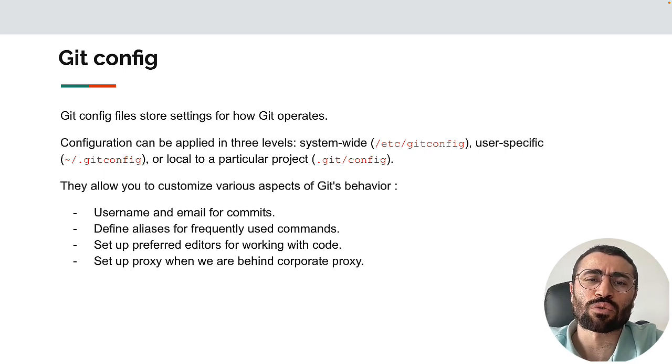They allow you to customize various aspects of Git's behavior, like the username and email for commits, defining aliases for frequently used commands, setting up the preferred editor for working with Git, and, for example, setting up a proxy when we are behind a corporate proxy.